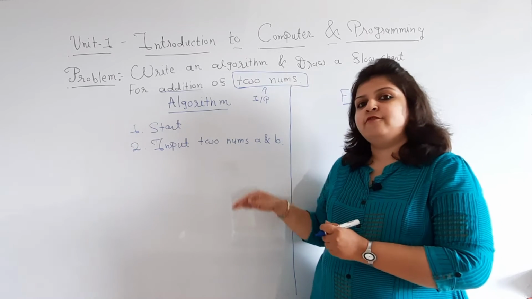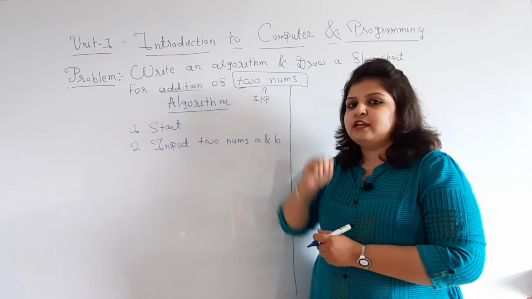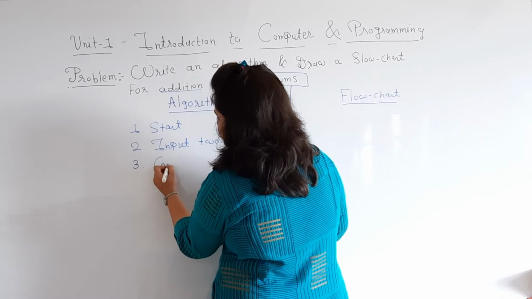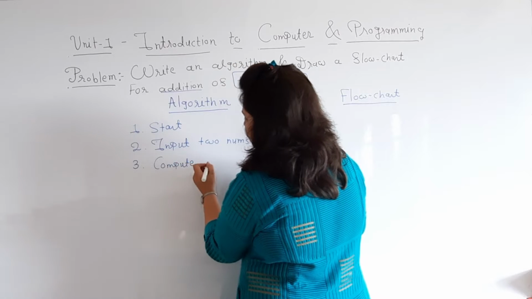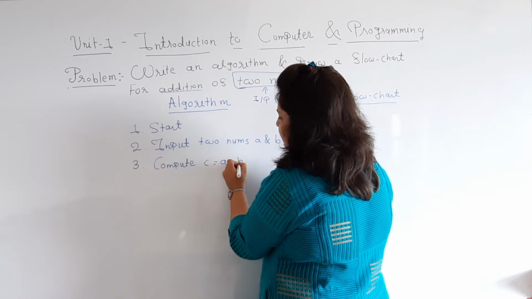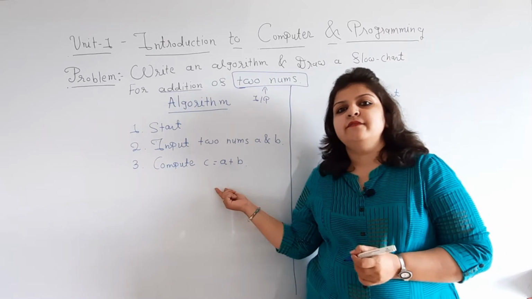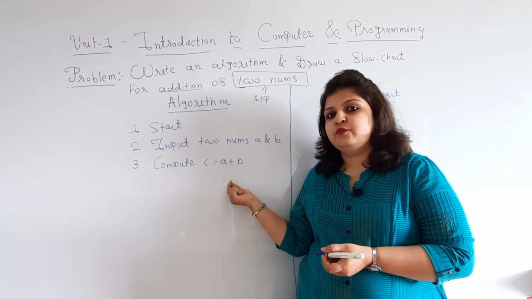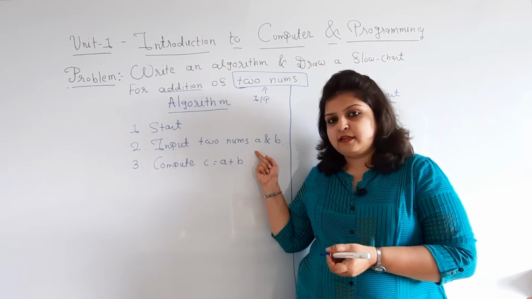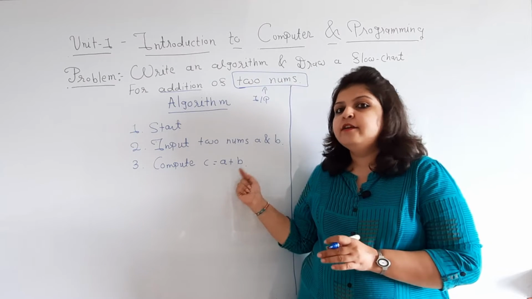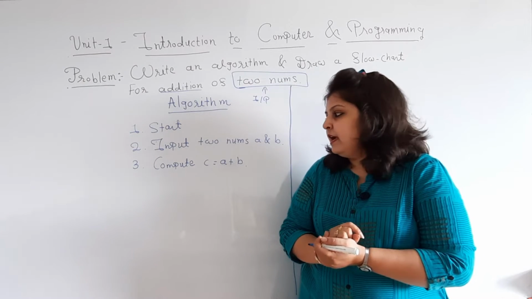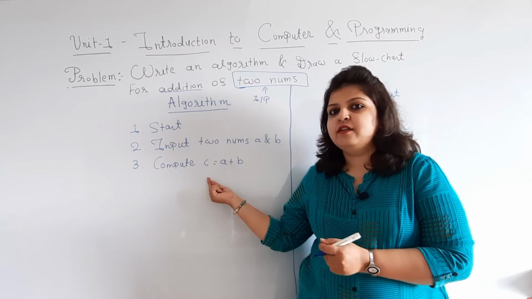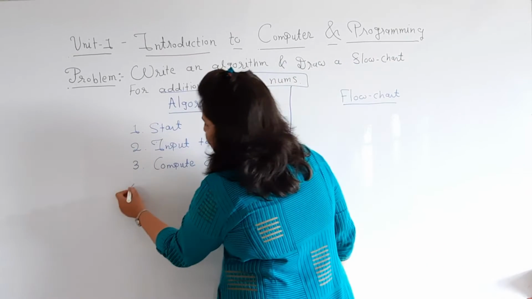Next we have to write the process, and the process is calculation of the two numbers. So our third step is compute C is equal to A plus B. C is another variable which is used to store the output of the addition of these two numbers. Now the input part is completed, and the process is also completed. Finally we have to print the output, and the output is our C variable, because the answer of addition will be stored in our C variable.